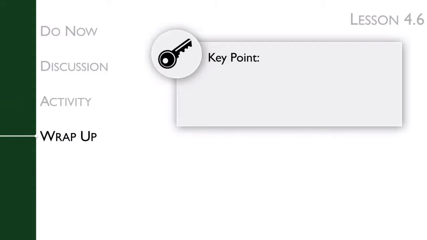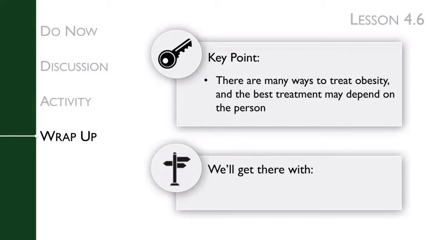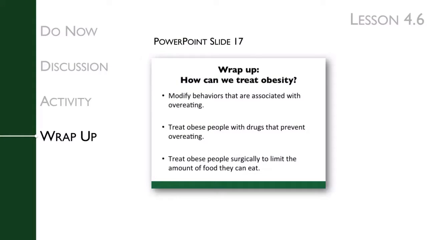The key point of this lesson's wrap-up is that there are many ways to treat obesity and the best treatment may depend on the person. We'll get there by having a short discussion with the students. We can treat obesity by modifying behaviors associated with overeating, using drugs to prevent overeating, and by surgically treating people so that they are physically unable to eat. None of these methods is perfect, which is why the obesity epidemic is such a scary problem.